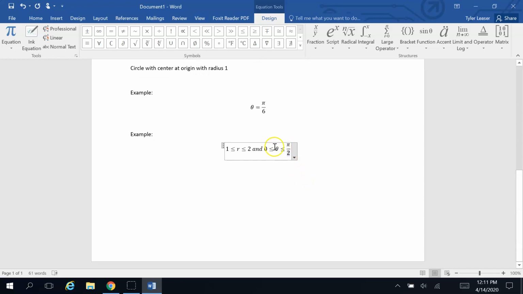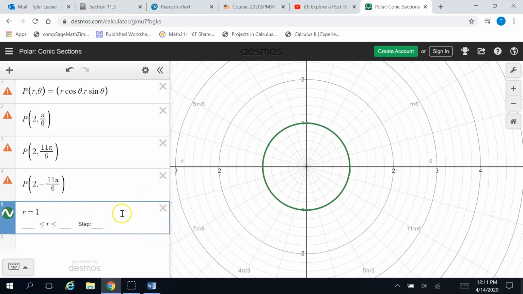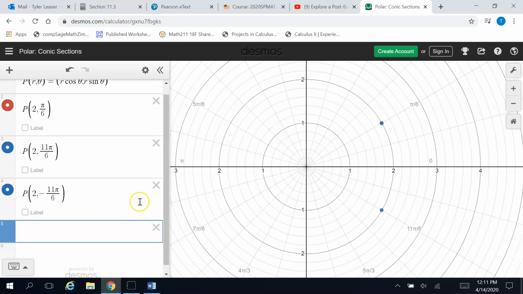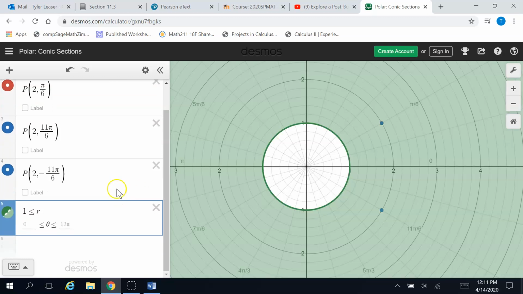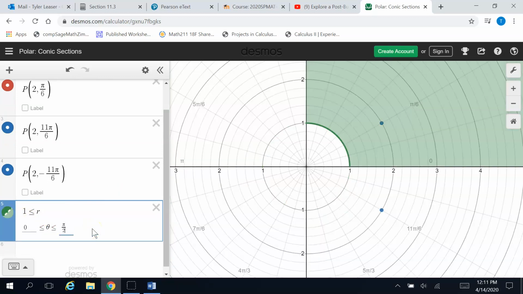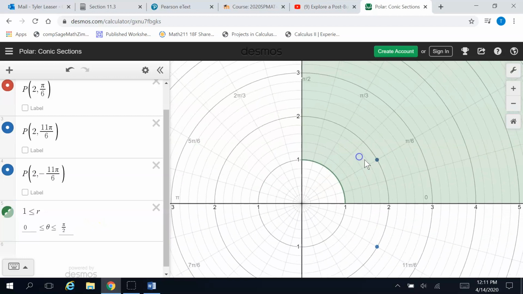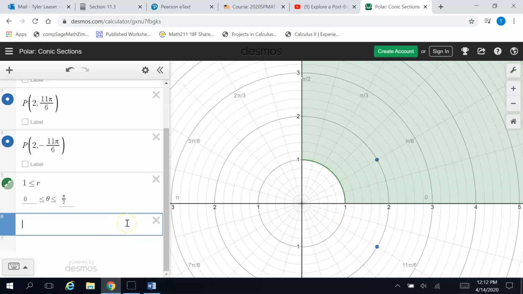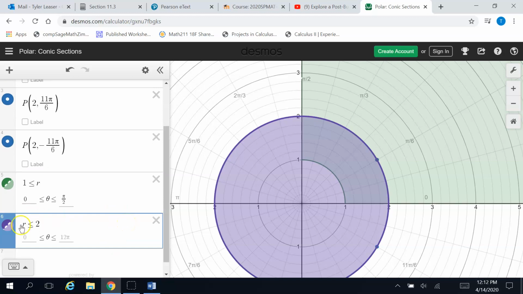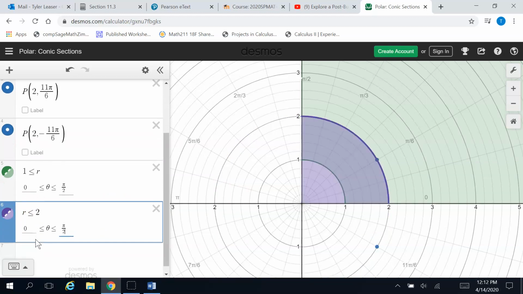Okay, so this would be an inequality, right? So we're shading in the graph. Again, if I go over to Desmos, Desmos was kind of freaking out on me a little bit when it came to these inequalities, so here's my best shot at it. I'd have to graph these separately. So here's the first part of that inequality. R is greater than or equal to 1, and I only care about this between 0 and pi over 2. So notice that I'm shading in this region where my R values are greater than 1, but only between the angles 0 and pi over 2. Separately, if I shade the other part of that inequality, R is less than or equal to 2 on that same interval, I get this purple region.